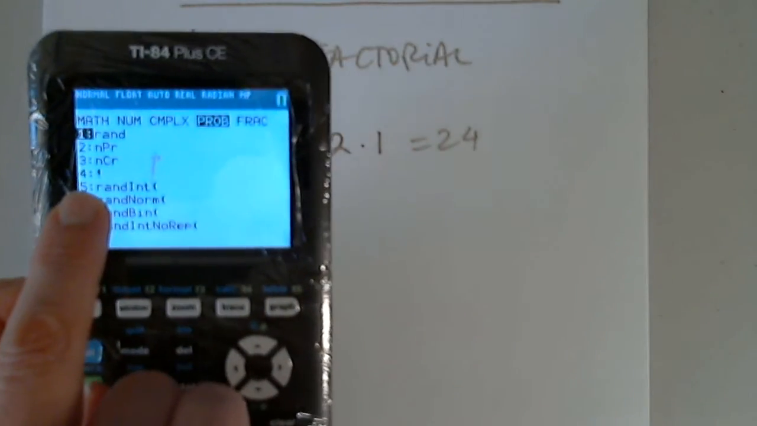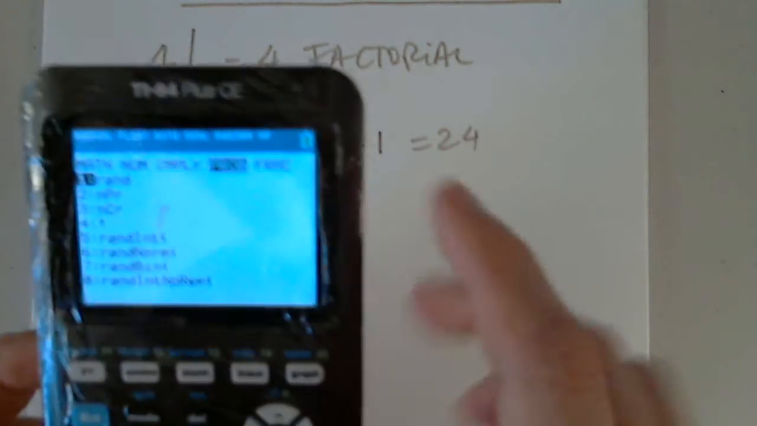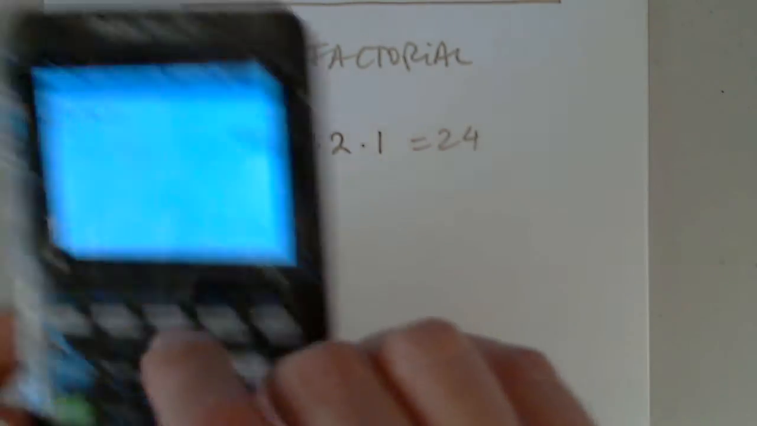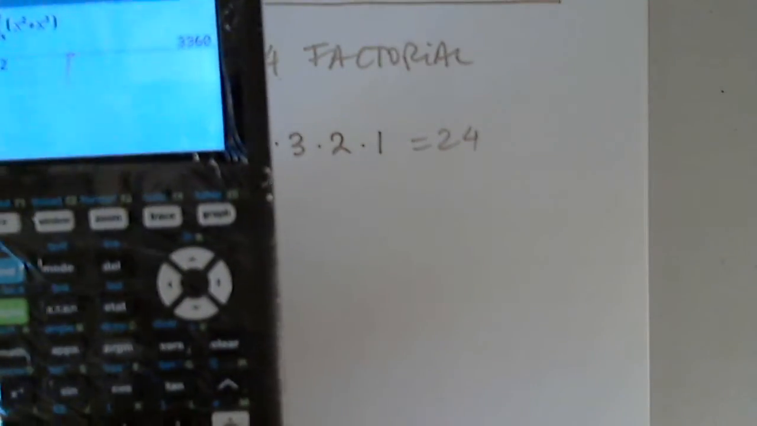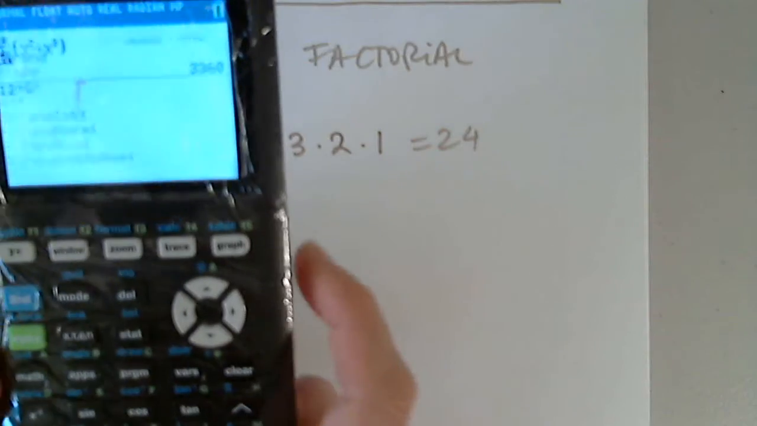And you will have the symbol in number 4. So put the symbol, choose 4. No, I didn't mean that. So let's put 12 first, and then go to math, go to probabilities, and choose number 4.